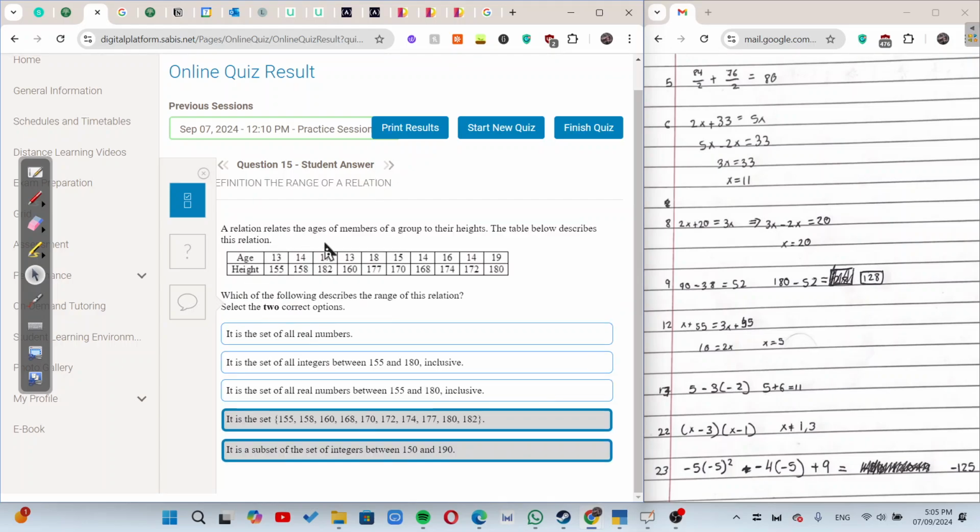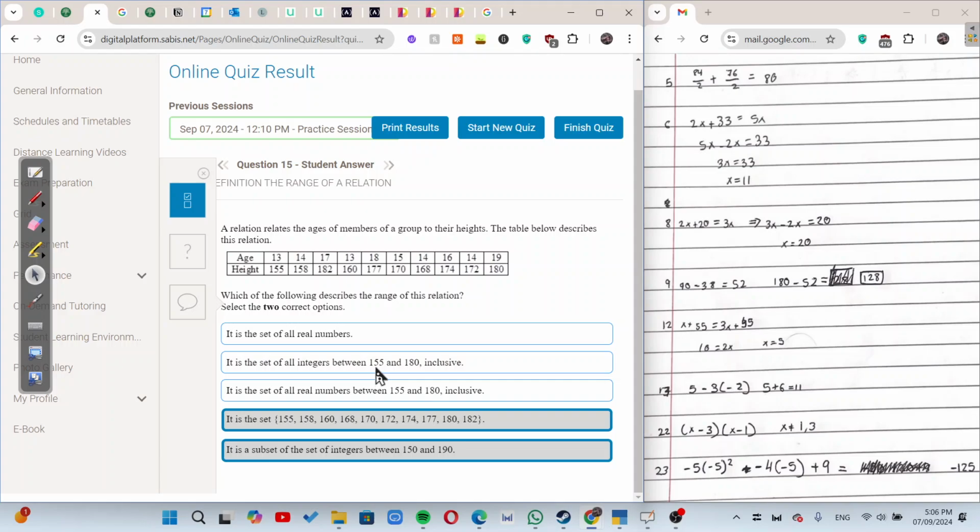Okay, so a relation relates the age of members of a group to their heights. Which of the following describes the range? Is it the set of all real numbers? No, it's not, because you don't have all the numbers from 0 to infinity in this range.